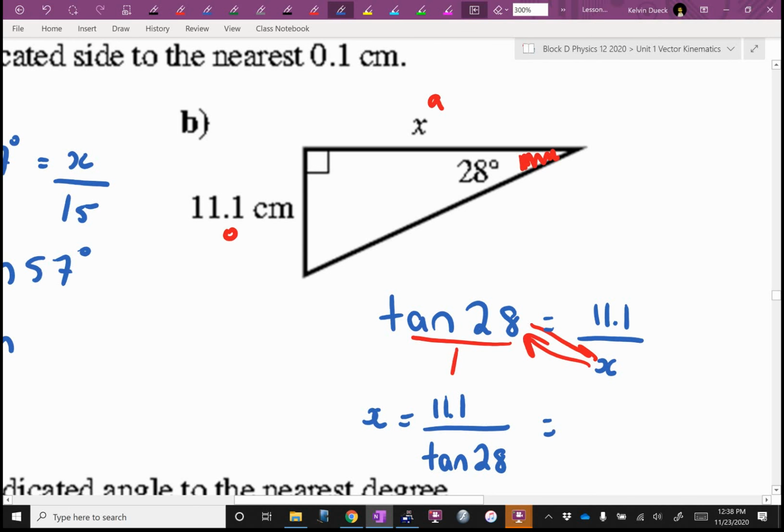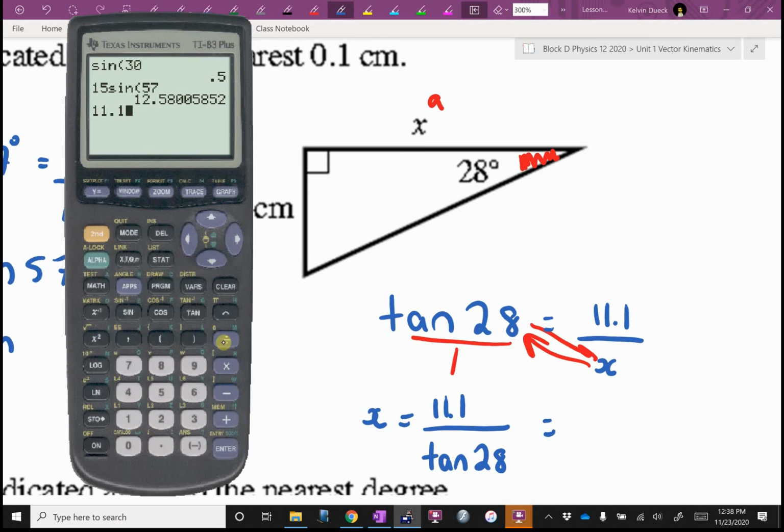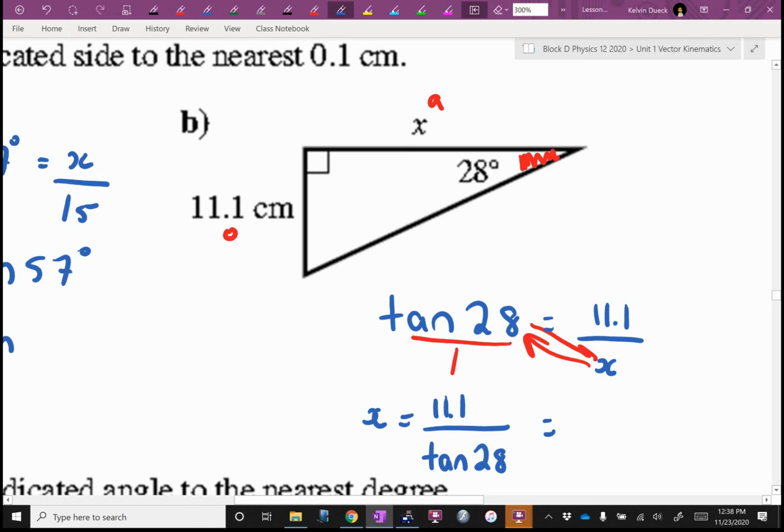By the way, assuming this triangle is roughly to scale, does the x side look bigger or smaller than the 11.1? That's also a bit of a hint. You'll get a bigger answer. So 11.1 divided by tan 28, you get 20.87, 20.9. If, Josh, you were in a rush and you went 11.1 times tan 28, maybe because you thought, oh, I always multiply, I hope you'd realize, I don't think that side is 5.9 long. I think it's longer. So 20.9, yes? Units, centimeters.